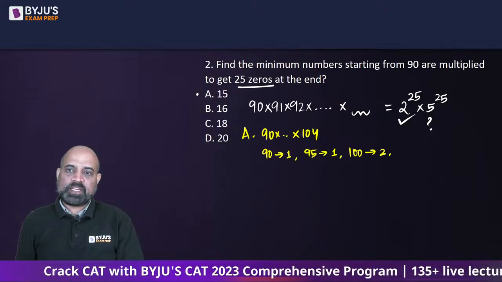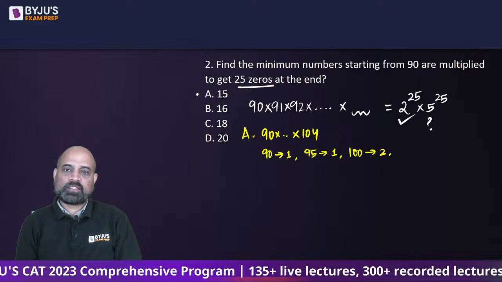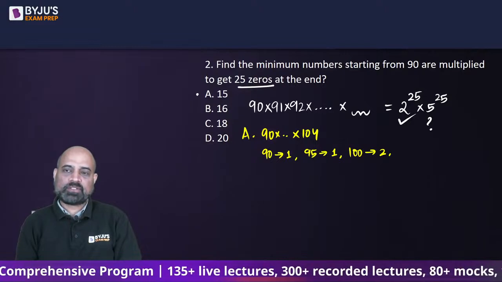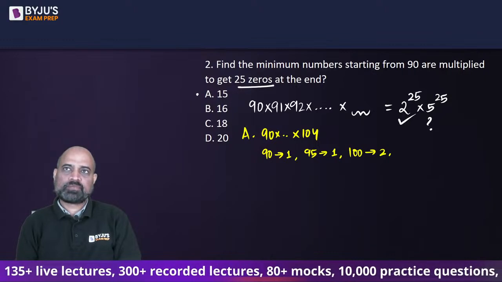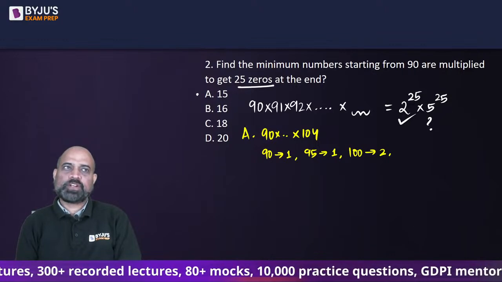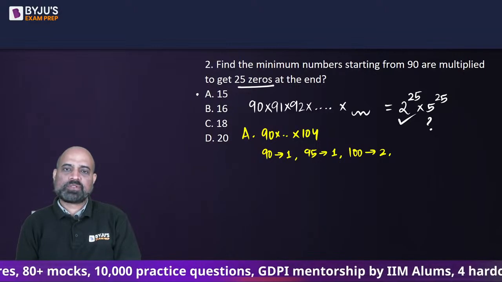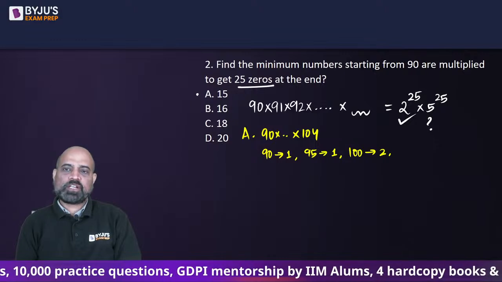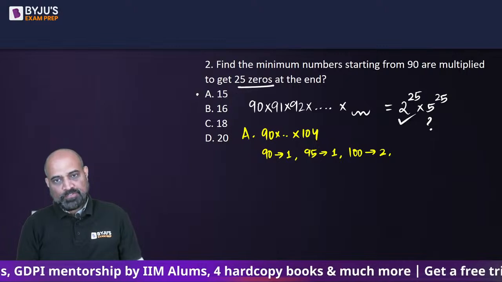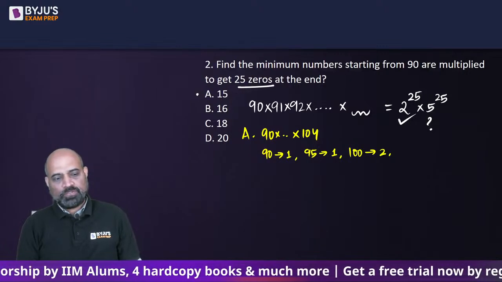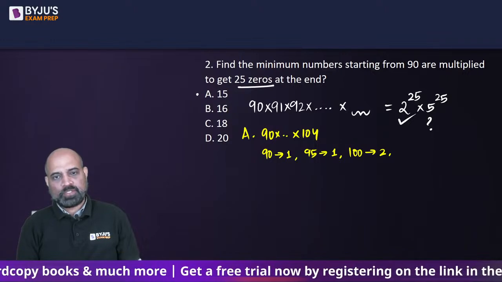Minimum numbers starting from 90 are multiplied to get 25 zeros at the end. Well, if I need 25 zeros and we need to start from 90, I think we should have multiples of 4 there.